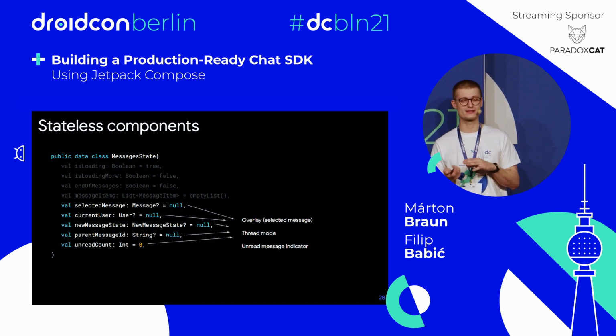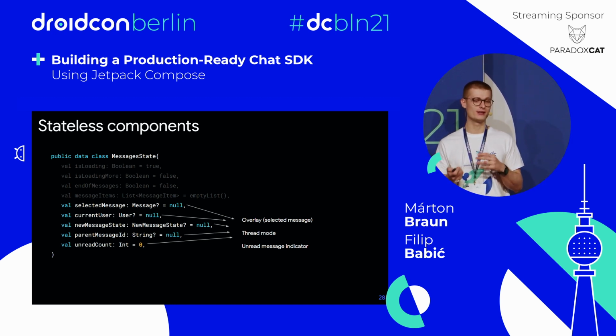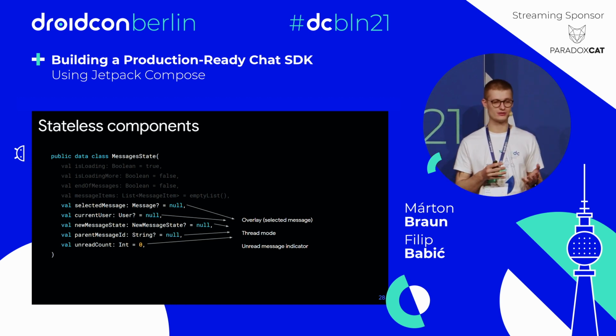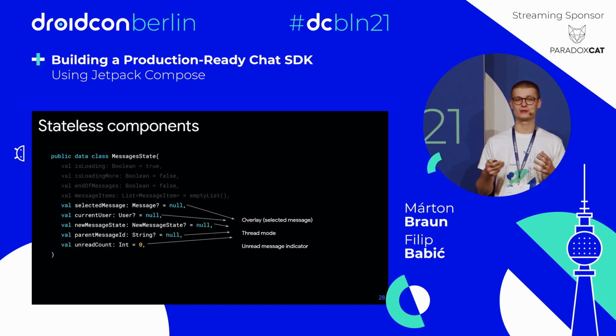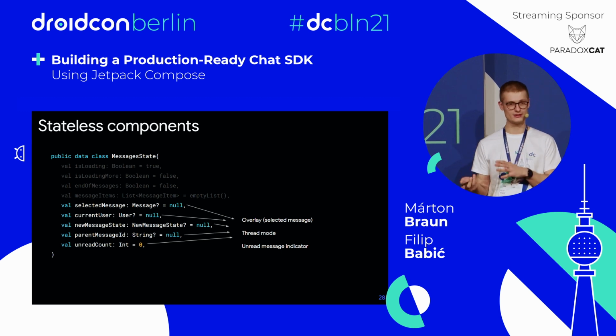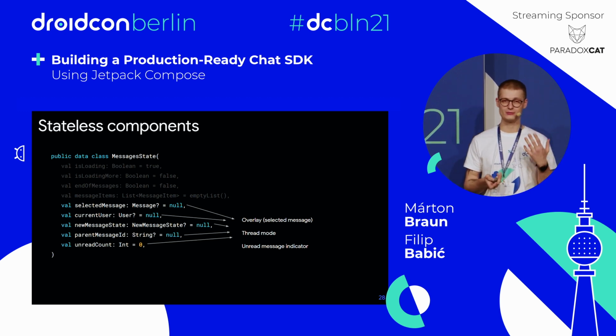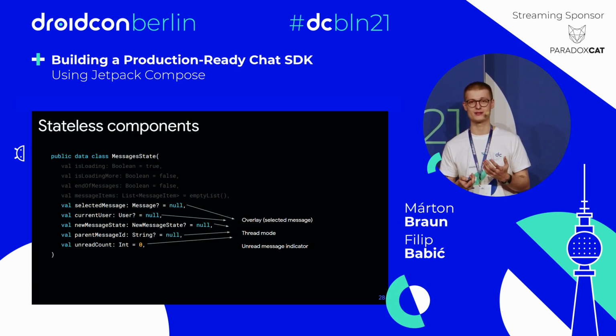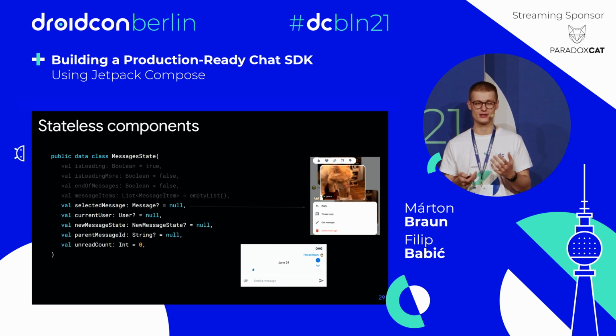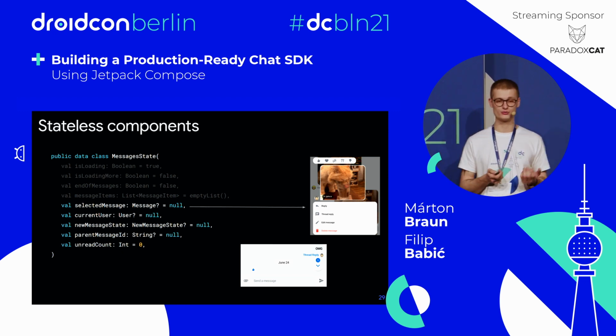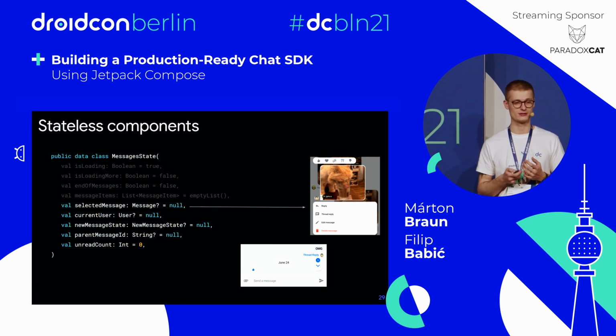So if we have a selected message, we can show an overlay. If we have some combination of states, such as the current user and the parent message ID, then it means that we are currently in a thread. And finally, if we have a new message state, basically a state that tells us if we have any new messages after we scroll through the list, and the unread count, we show an unread message indicator.